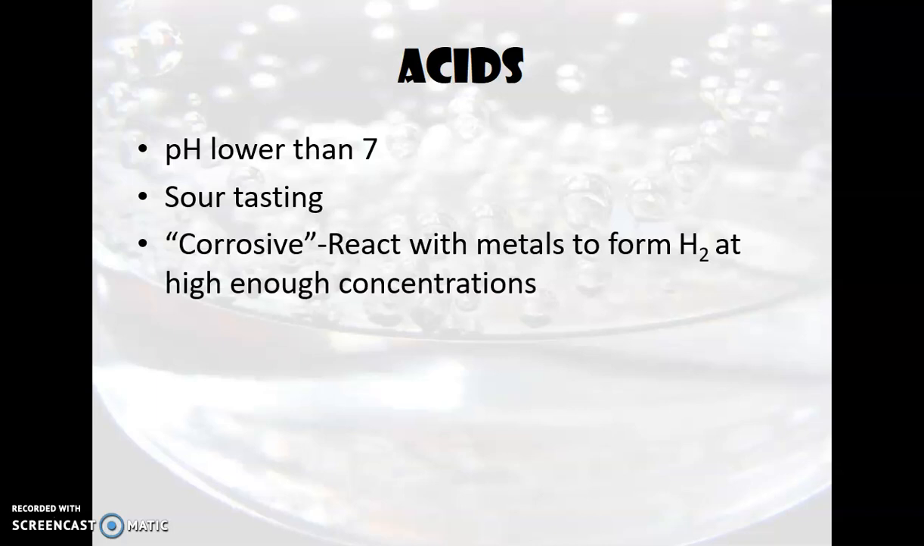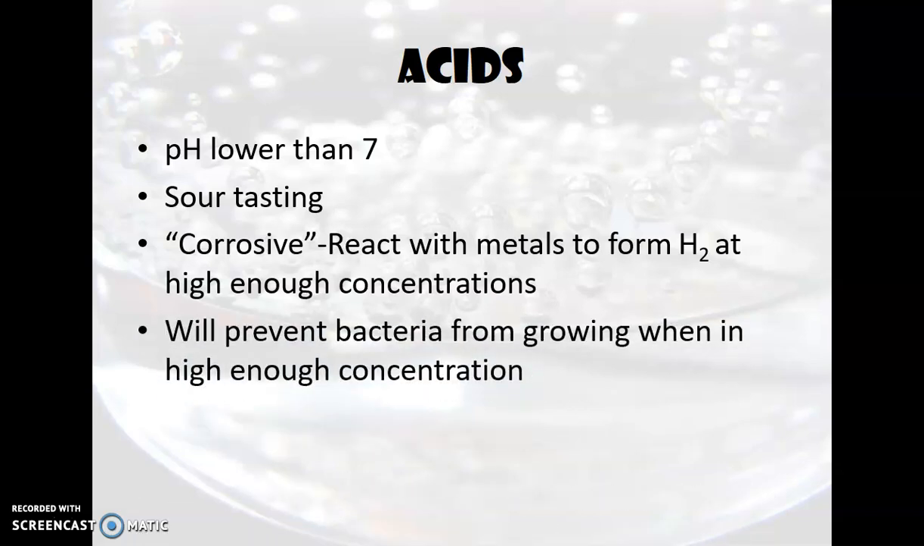If you have an acid in a high enough concentration, they actually can react with metals and they form hydrogen gas if you give them time to react. And they will prevent bacteria from growing when they're in a high enough concentration. So when they make things like canned goods, like peaches and corn, they have to have a high enough acid concentration. Otherwise, you can end up with things growing in there like the Clostridium botulinum that we talked about, which is botulism, and that's the stuff that can poison you and kill you pretty quickly. So having the right amount of acid in there is super important.